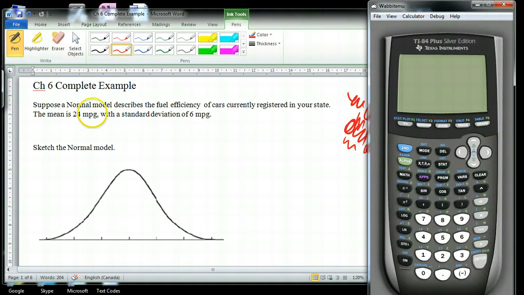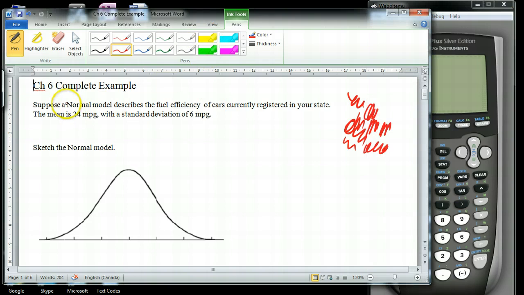Suppose a normal model describes the fuel efficiency of cars currently registered in your state. The mean is 24 miles per gallon with a standard deviation of 6 miles per gallon. The first thing I want to bring your attention to is that they tell us it's a normal model, which means it's symmetrical. Our data is symmetrically distributed, it's not skewed, and we can use the normal model.